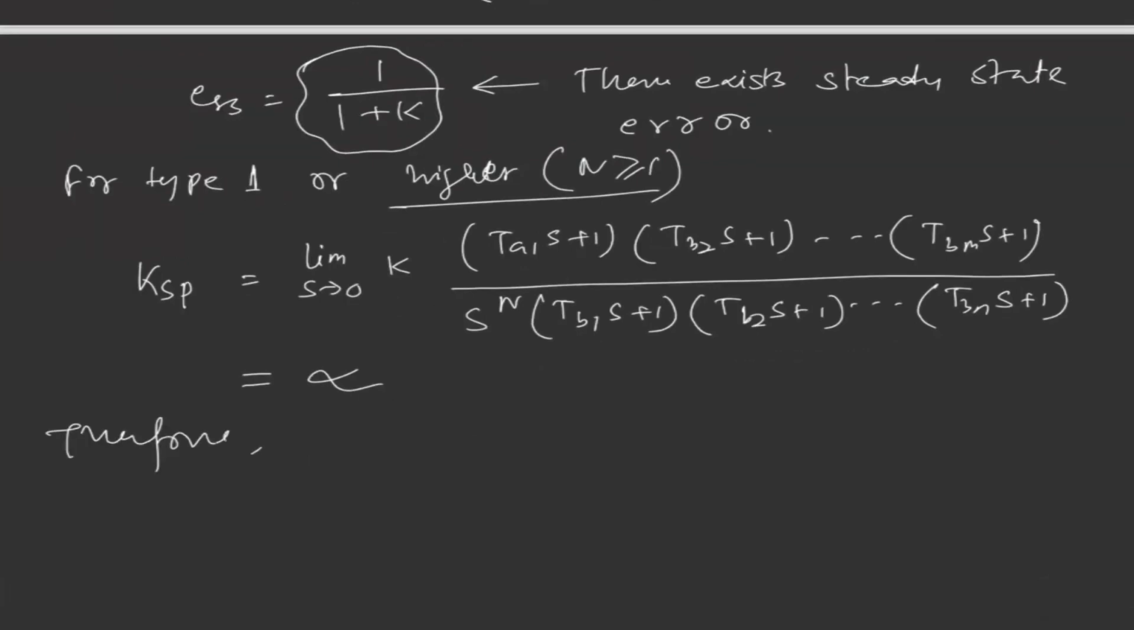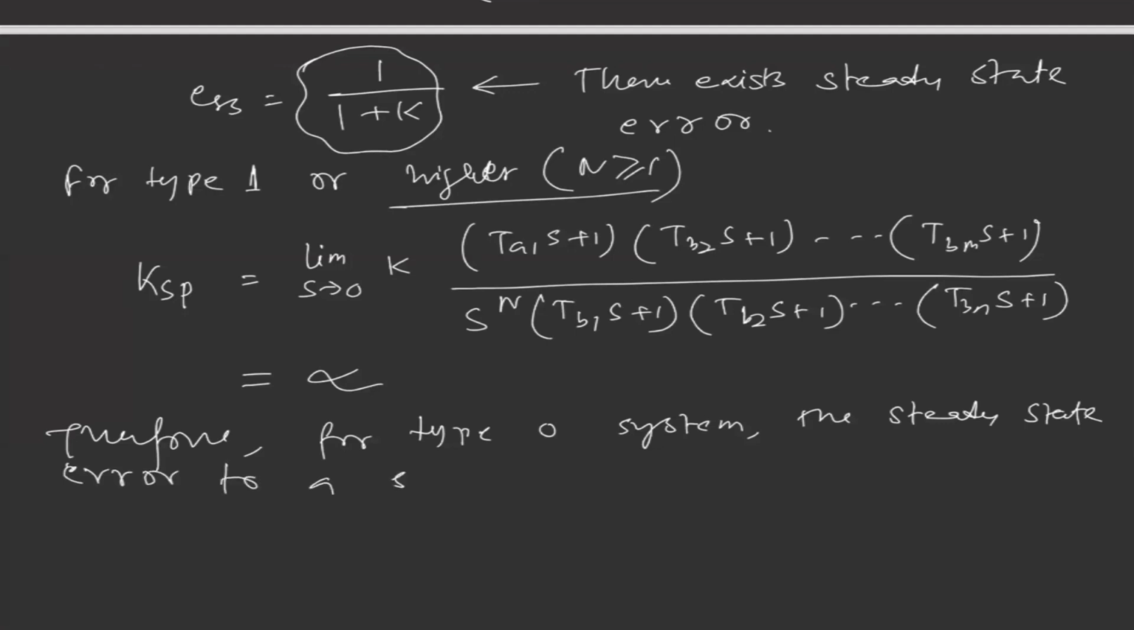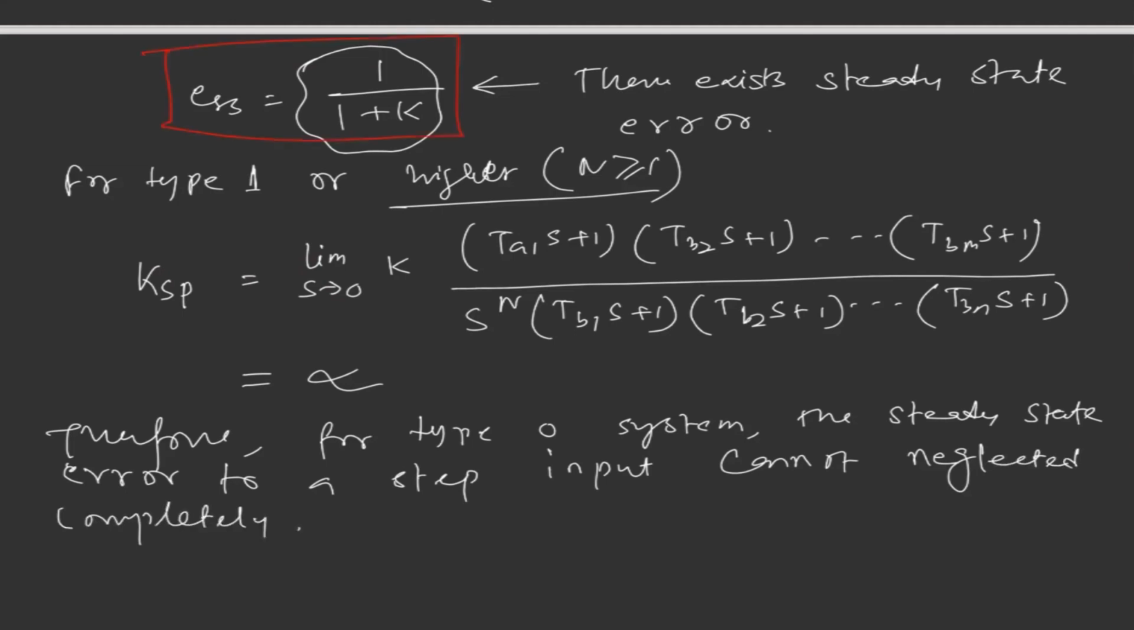Therefore, for type 0 system, the steady state error to a step input cannot be neglected completely, because we have seen this is the error for type 0 system.